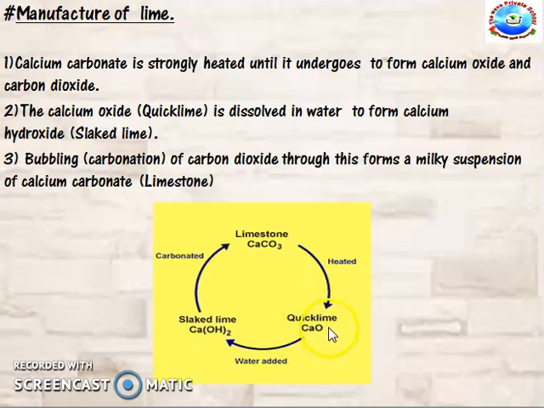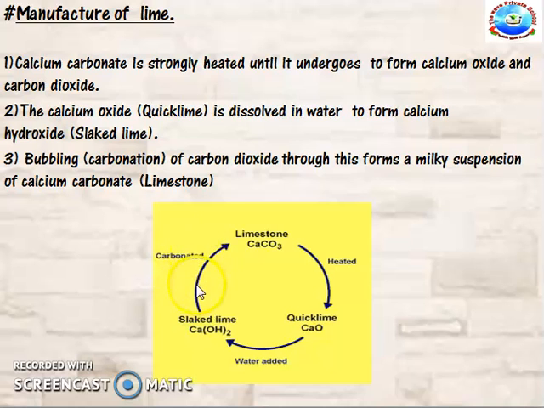So when you add water to calcium oxide, what happens? See, what is the formula of water? That is H2O. Now see, water added. What happens if you add water to quicklime? There is formation of slaked lime. That is calcium hydroxide. When you add water to quicklime, that is calcium oxide, there is formation of calcium hydroxide. So in this slaked lime, the next process is carbonation.